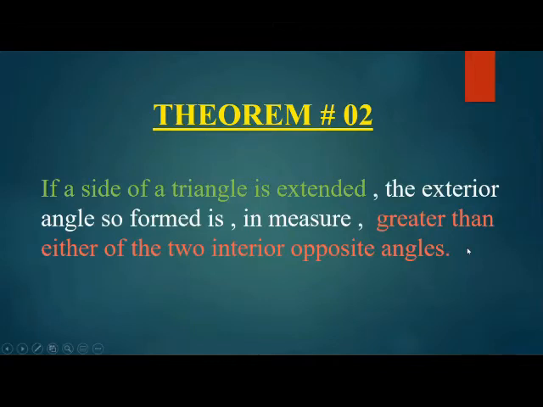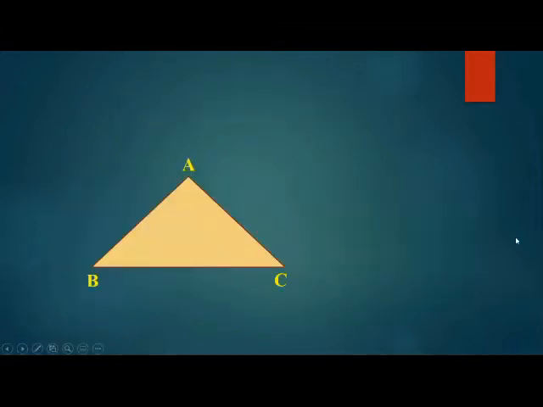Theorem number 2 says that if a side of a triangle is extended, the exterior angle so formed is in measure greater than either of the two interior opposite angles. So what was the theorem? The theorem was that if there is a triangle, suppose we have made a triangle ABC. So if this is the triangle, there is a side which has been extended to E.